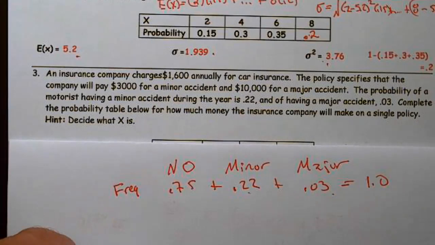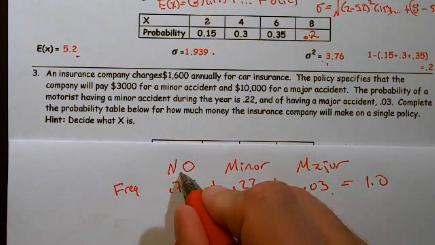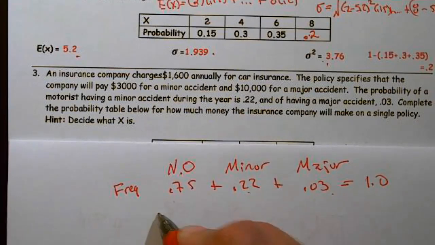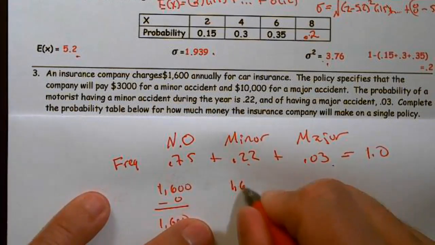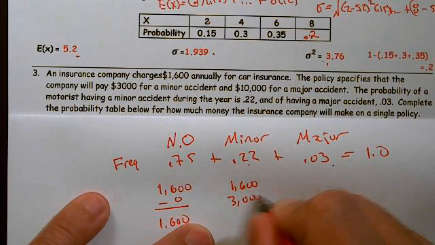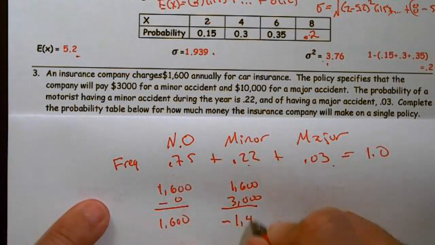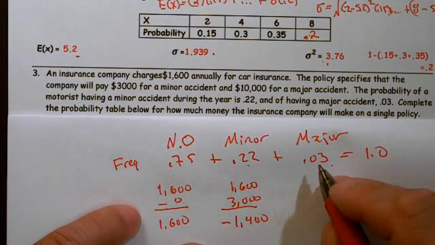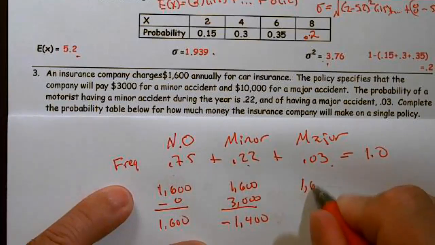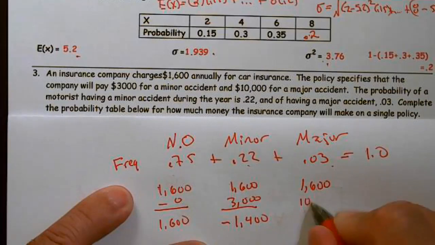But the question is, how much money do I make? Well, if I don't have an accident, I have to pay out $0. So I make $1,600. If I have a minor accident, I'm collecting $1,600, but I have to pay out $3,000. So I lose $1,400, or the insurance company does. And if it's a major accident, I'm still only collecting $1,600 in premium, but I'm paying out $10,000, which means I'm losing $8,400.